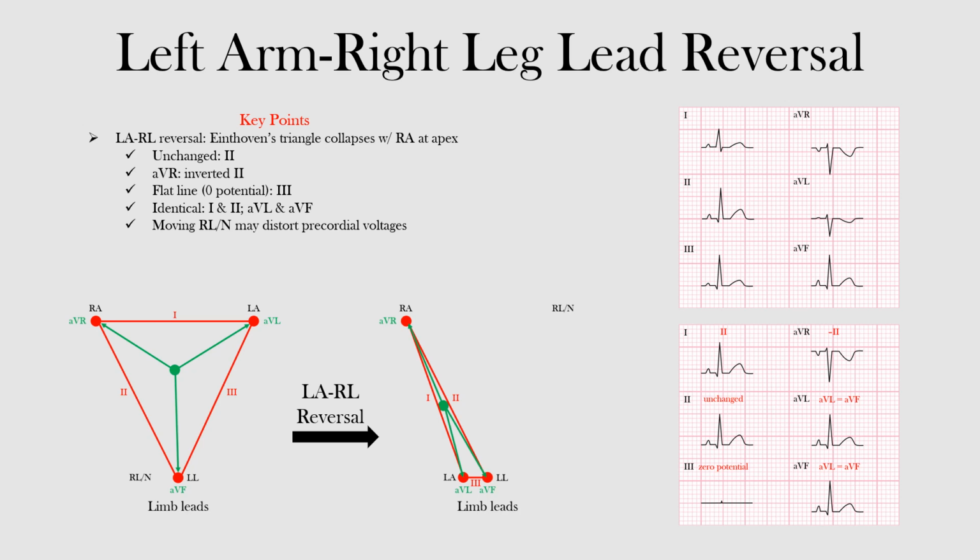It's important to be aware of these accidental misplacements of the limb lead electrodes because they can often mimic various pathology, including chamber enlargement, ectopic atrial rhythms, or even myocardial ischemia and infarction.